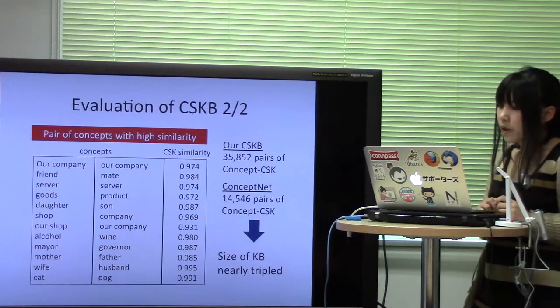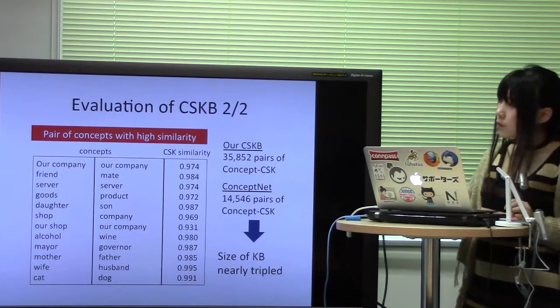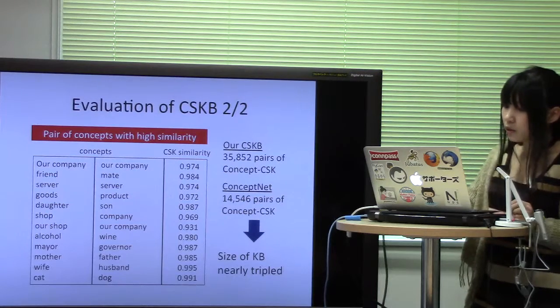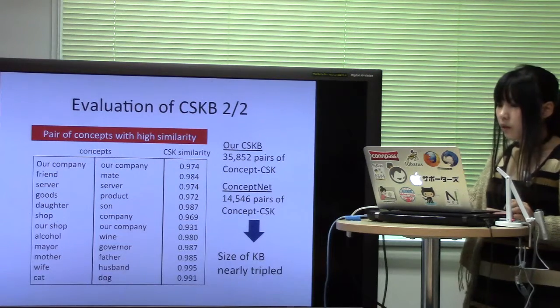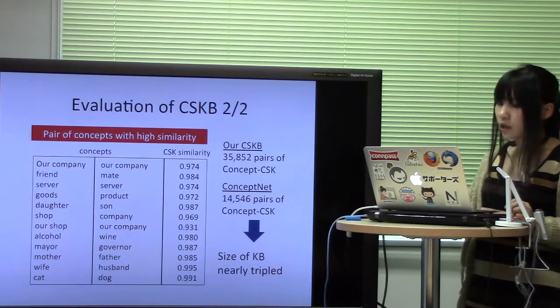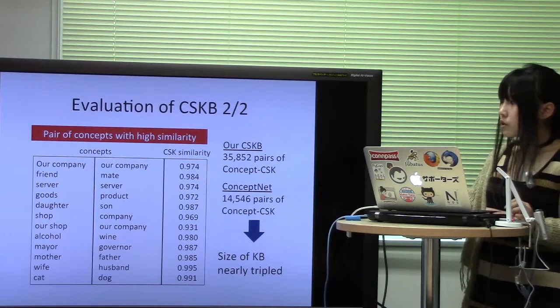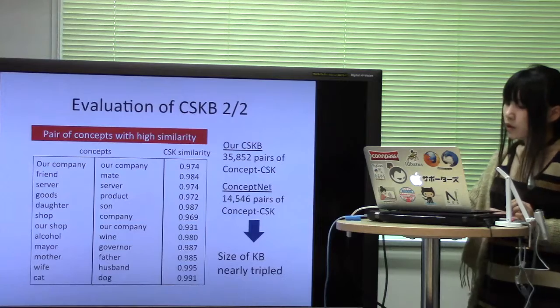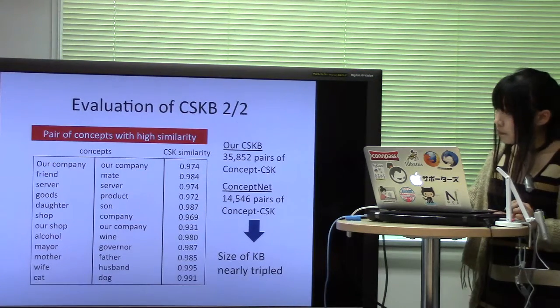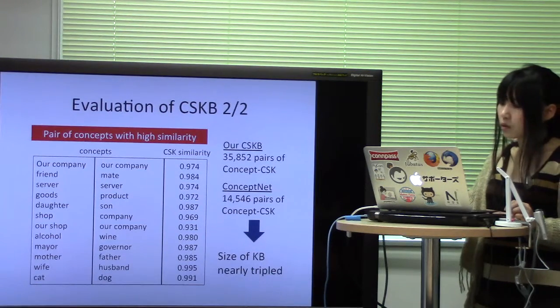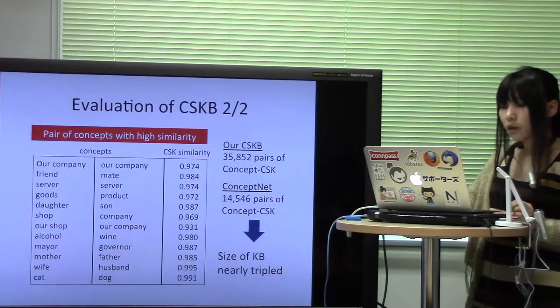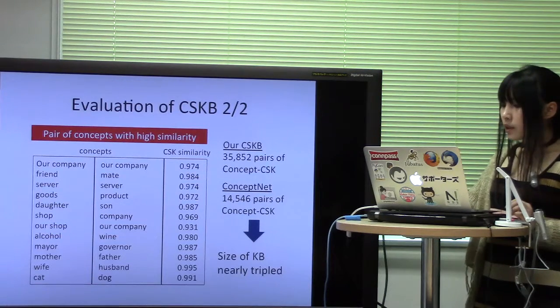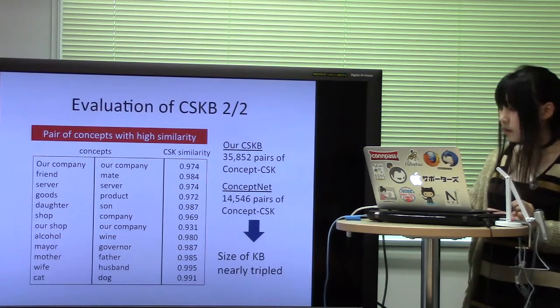The table shows the pairs of concepts with high similarity. As a result, we confirm that if concepts have similar common sense knowledge sets, those concepts are also similar. In this study, we obtained about 35,000 common sense knowledge. Our knowledge base size is about 3 times as large as ConceptNet.